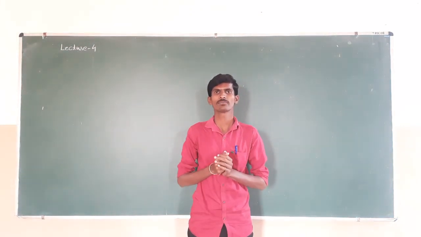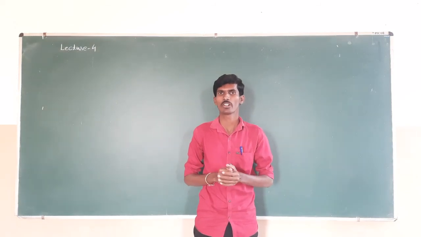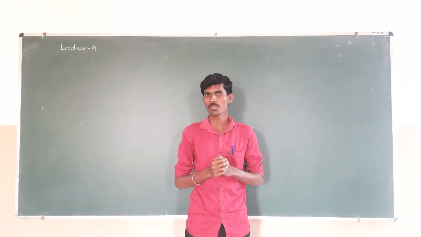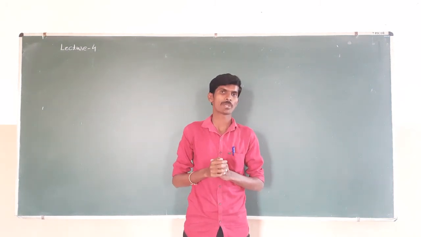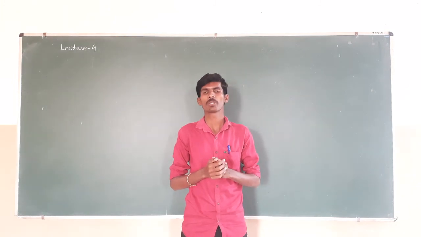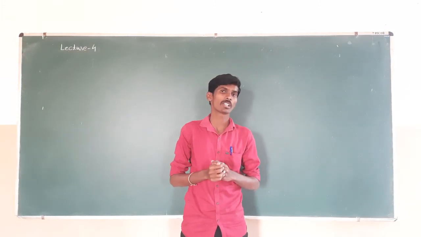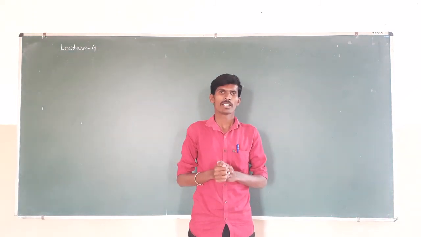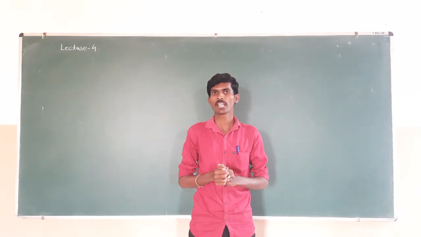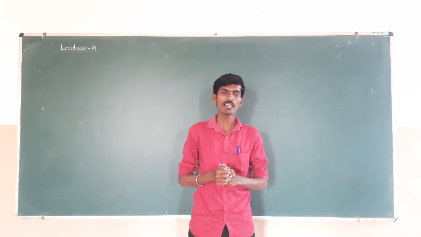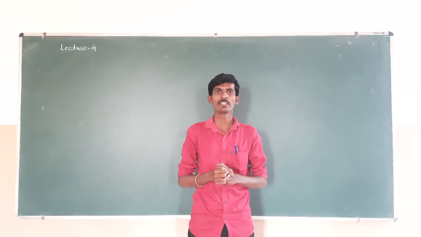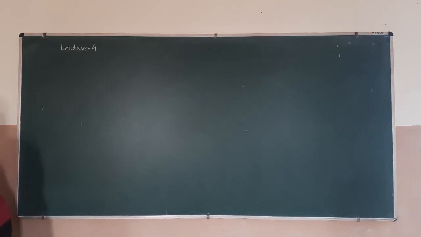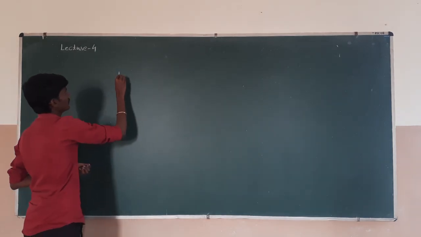Dear students, in the previous class we discussed some concepts of tissues: meristematic tissues, permanent tissues, and types of permanent tissue. There are two types of permanent tissue: one is the simple permanent tissue, another is the complex permanent tissue. The simple permanent tissue is further divided into three types: parenchyma, collenchyma and sclerenchyma. All these concepts were completed in the previous classes.